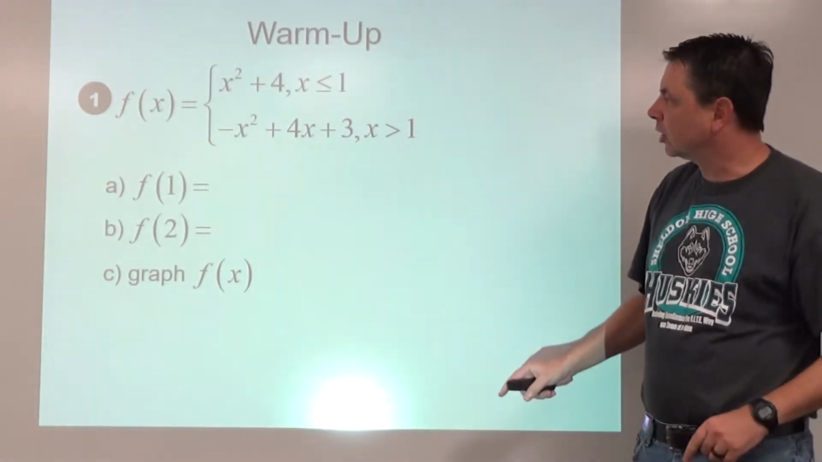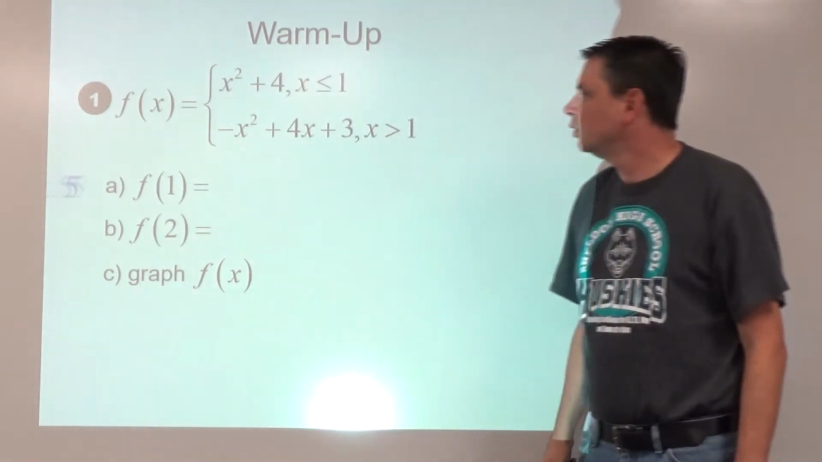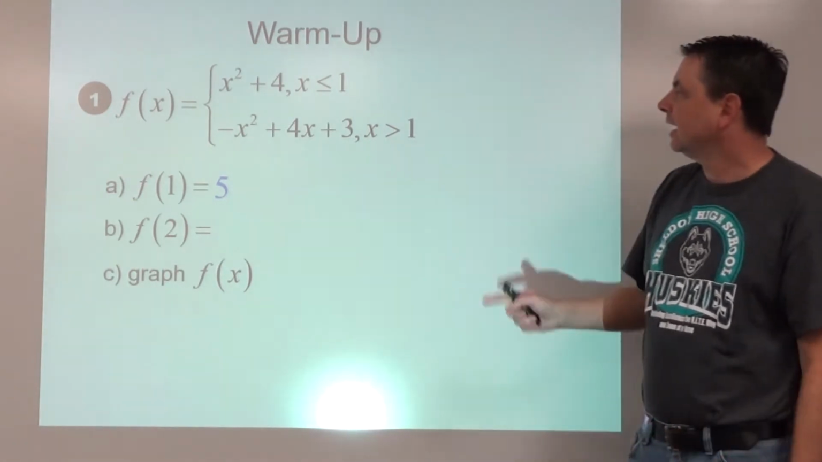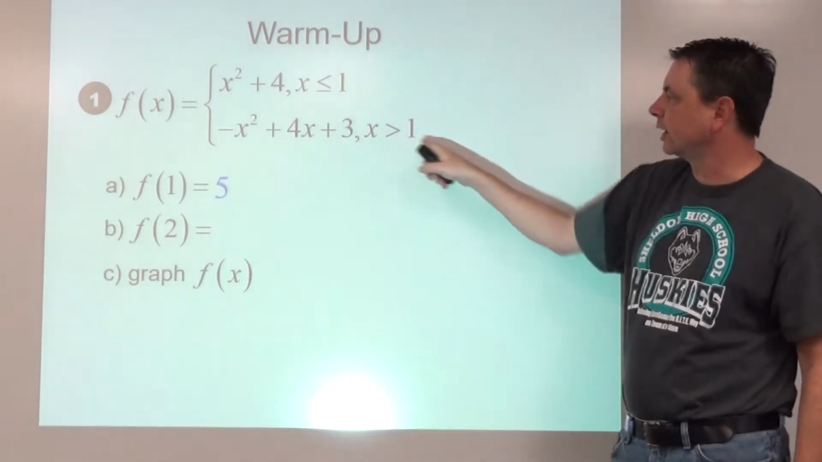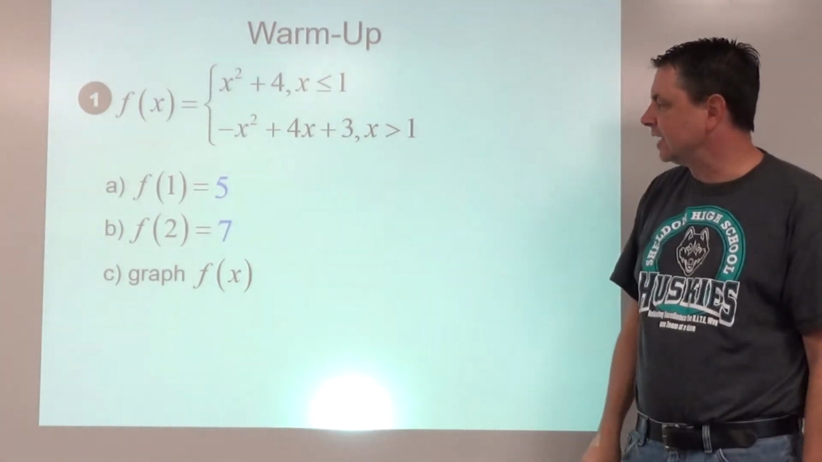All right, so for part A, f of 1 satisfies this condition. We'll go there. So that's going to be a point on our graph. F of 2 is greater than 1, so we're going to go into there, and we get 7.